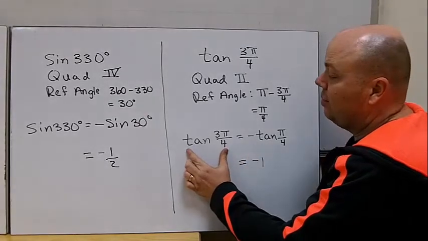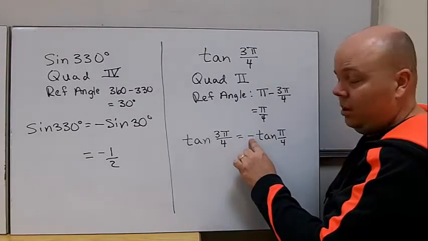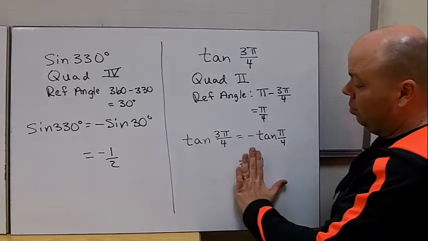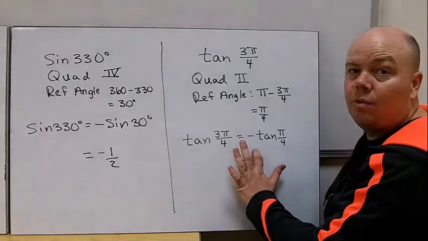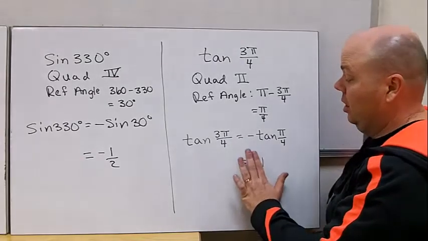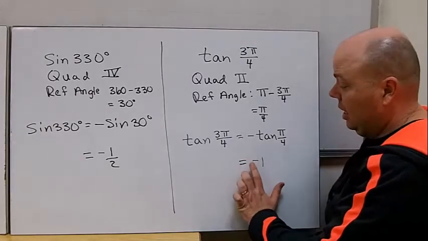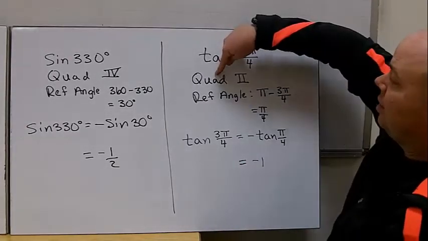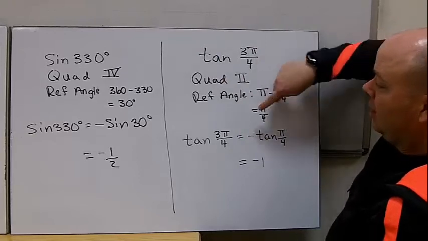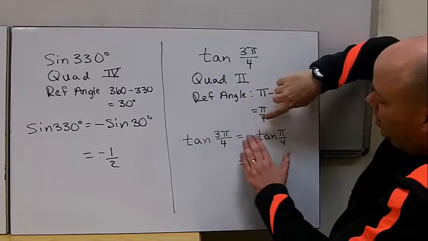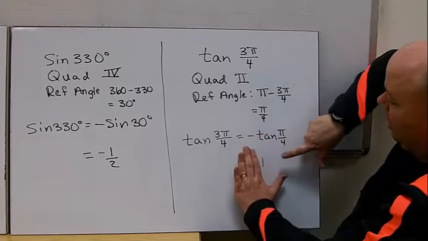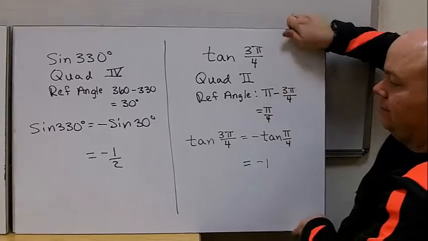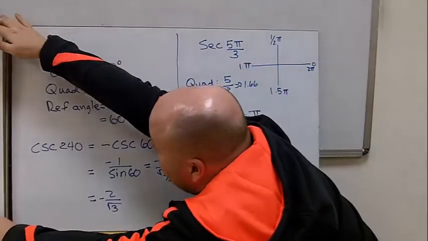So the tangent of 3 pi over 4 is the negative of the tangent of pi over 4. Tangent of pi over 4 was 1, because it's square root of 2 over 2 divided by square root of 2 over 2. So the tangent is 1. And I'm in the 2nd quadrant, so tangent has to be negative. So first you find the quadrant, then you find the reference angle, then the reference angle will tell you what the ratio will be, and then the quadrant will tell you if it's positive or negative.